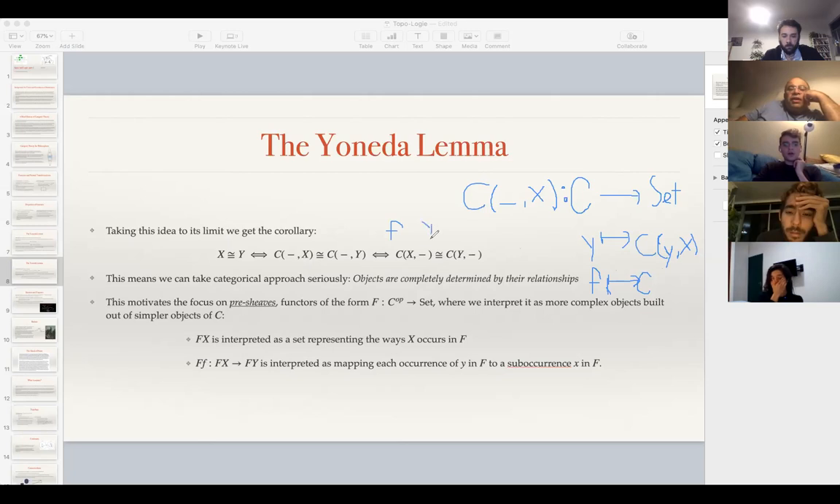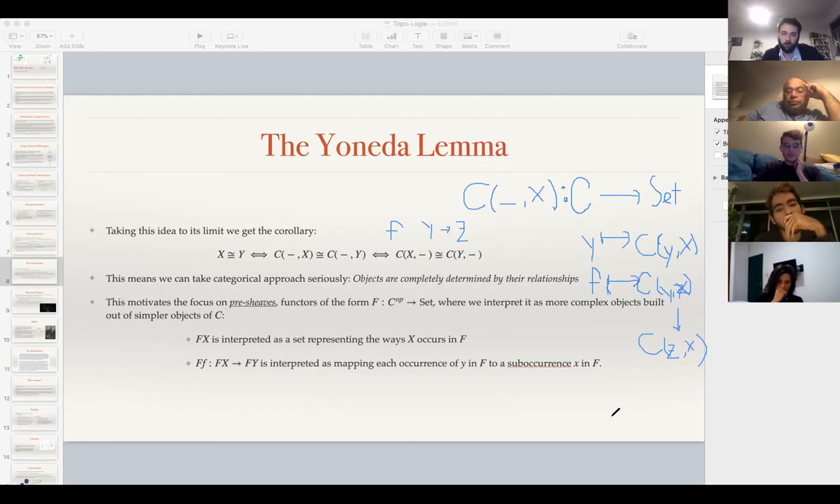Doesn't f send y to that set? Oh yeah, you're right. It's going to give a function from C(y, x) to C(z, x), so it's going to give us a function between functions. Yes, exactly. Y, and here is going to be z to x. Yeah, that's right. So that's how it's a functor.